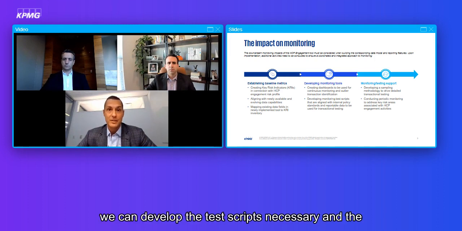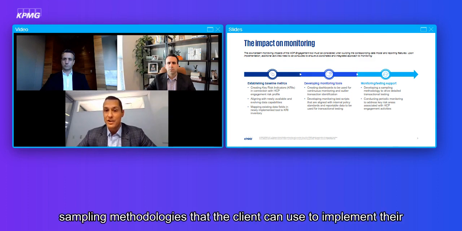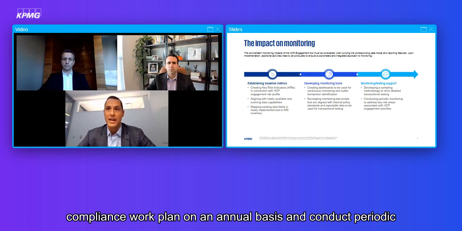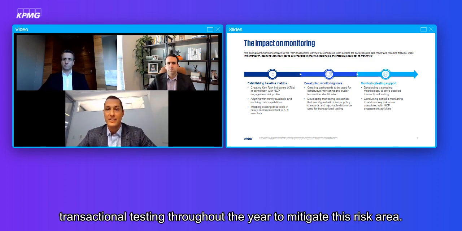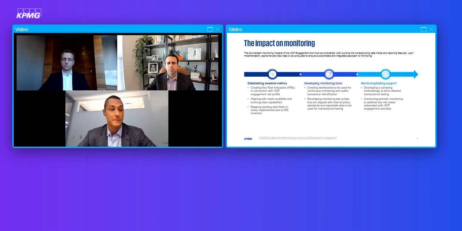Once that is complete, we can develop the test scripts necessary and the sampling methodologies that the client can use to implement their compliance work plan on an annual basis and conduct periodic transactional testing throughout the year to mitigate this risk area.